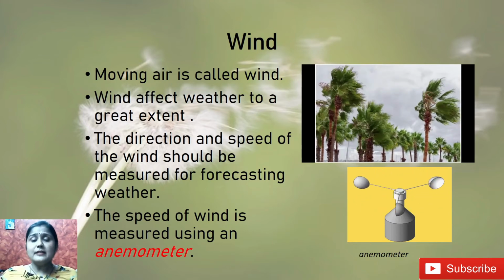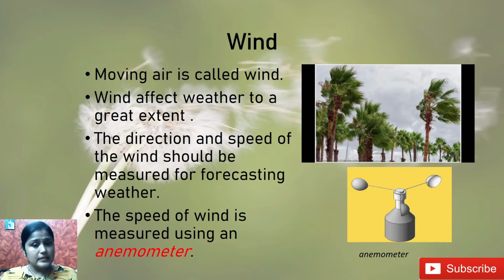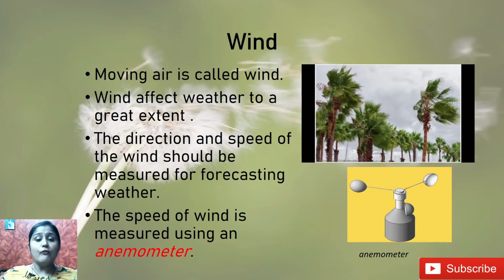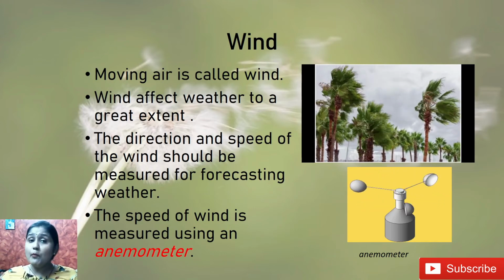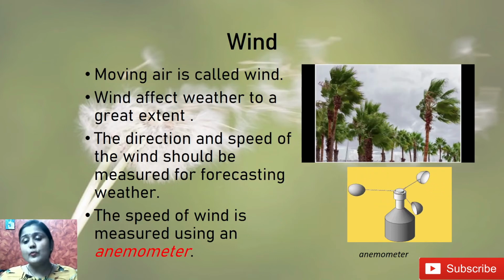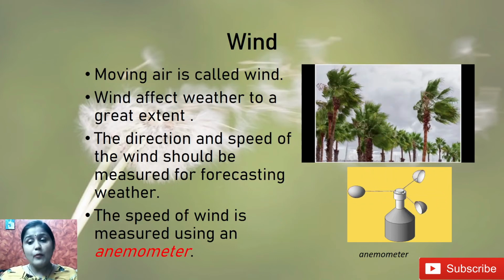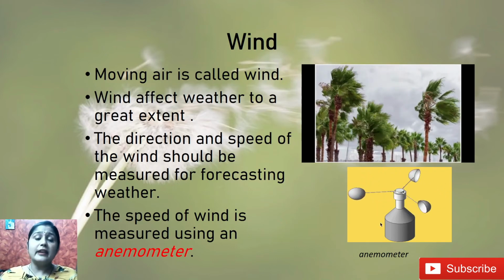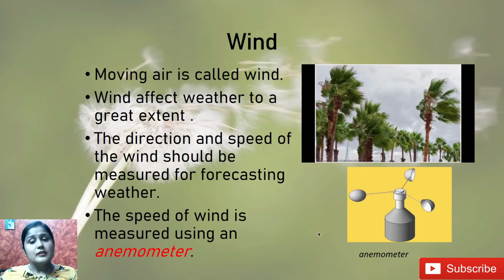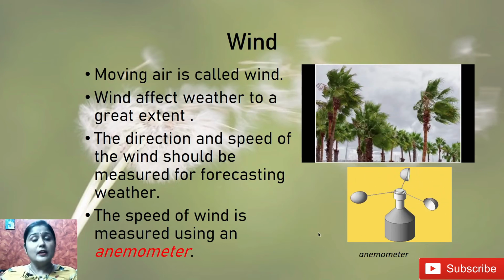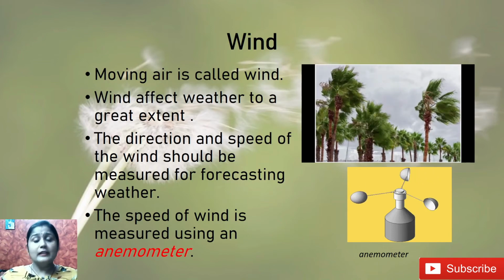Now, can we measure the speed of wind? Yes, we can measure the speed of wind by using an anemometer. This is an instrument you can see in the picture, the anemometer, which tells us the speed and direction of wind. So, these were the elements included in the weather.